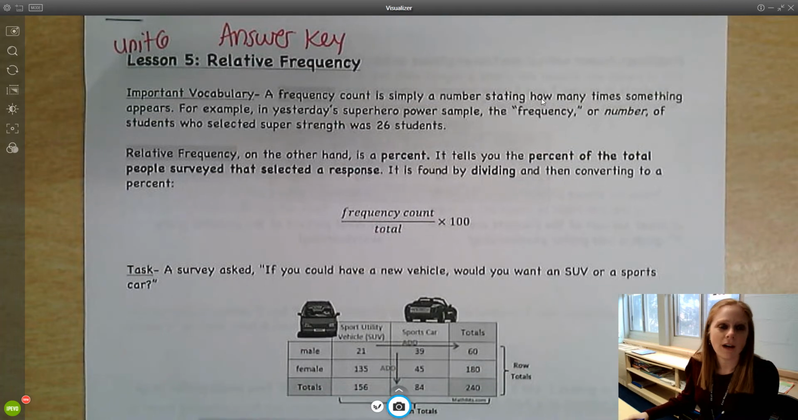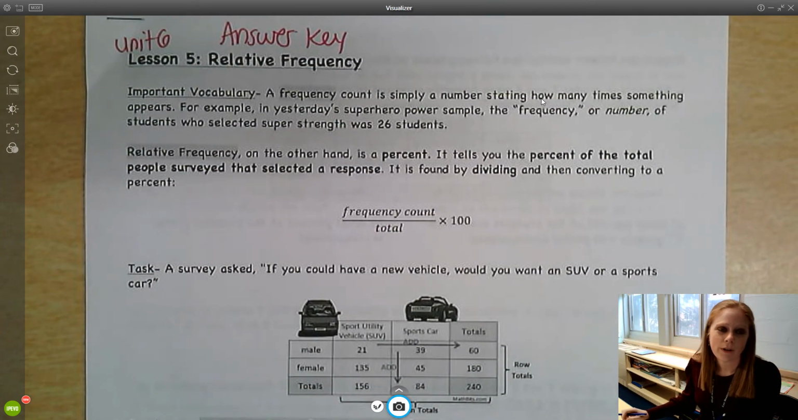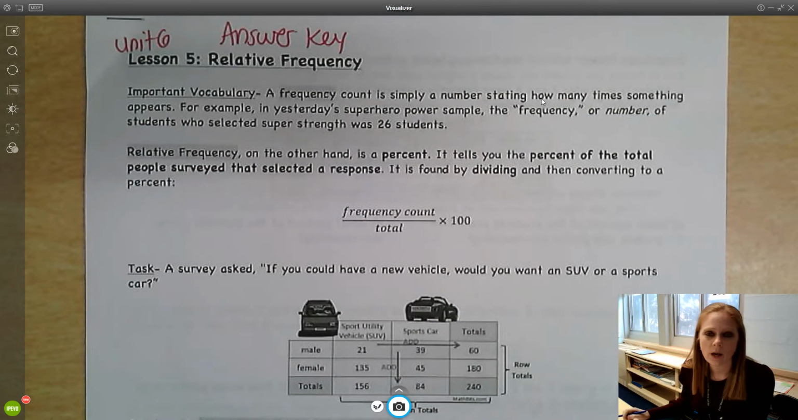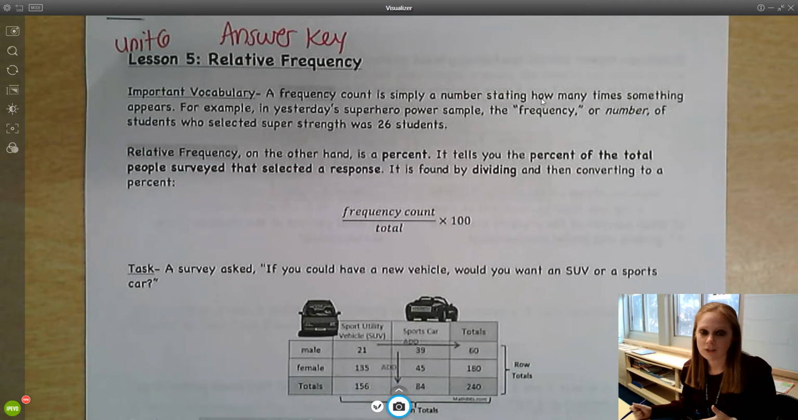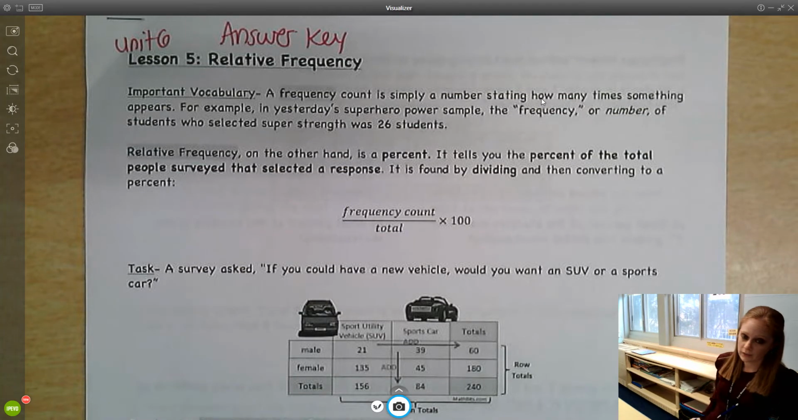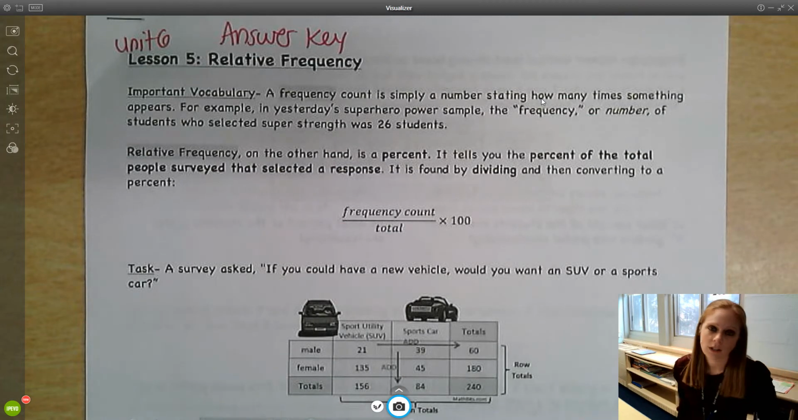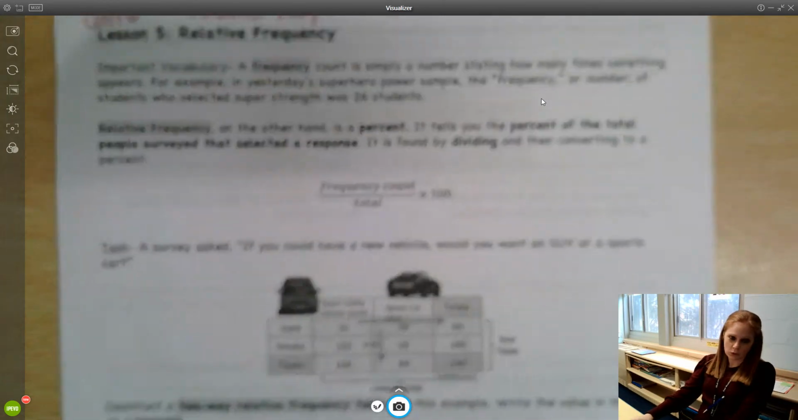All right, lesson 5, relative frequency. Important vocabulary to know is that a frequency count is simply the number from the table. So in the super strength example yesterday, there were 26 students that chose super strength. The frequency number is 26. Relative frequency is a percent. So you take that 26 students, that frequency number, and you turn it into a percent by dividing it by the total number of students surveyed and then multiplying by 100 to make that decimal a percent. And that's what we're doing today.